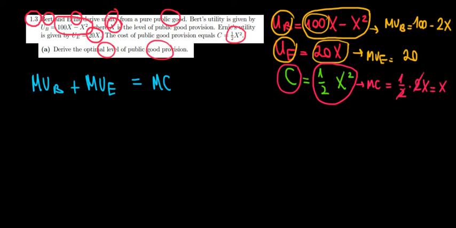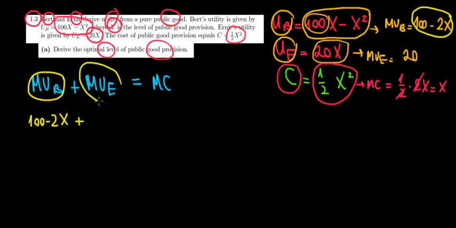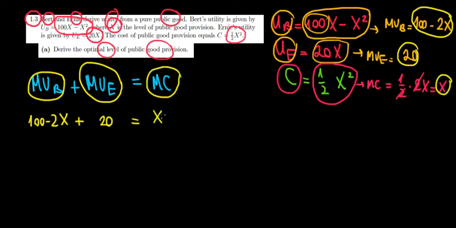Now with this in mind, we can apply our relationship between the marginal utilities and the marginal cost. The marginal utility of Bert is 100 minus 2x, plus the marginal utility of Ernie, which is 20, so plus 20, equals the marginal cost, which is x. Let's take the numbers to one side and the variables to the other side.